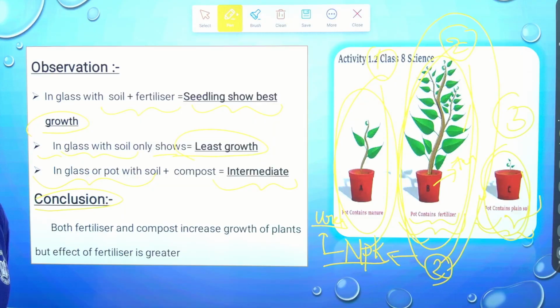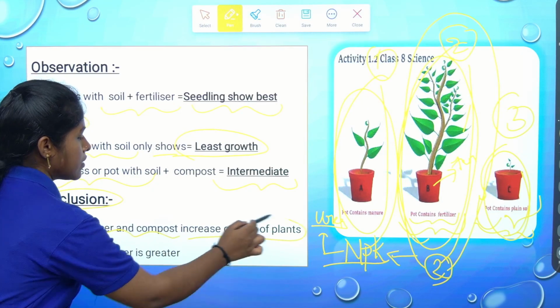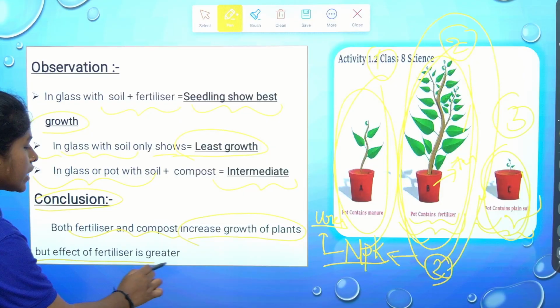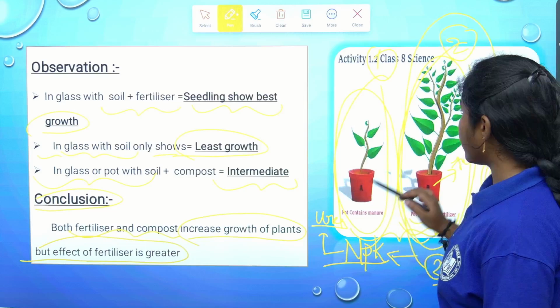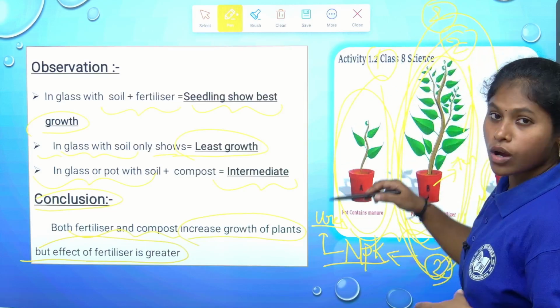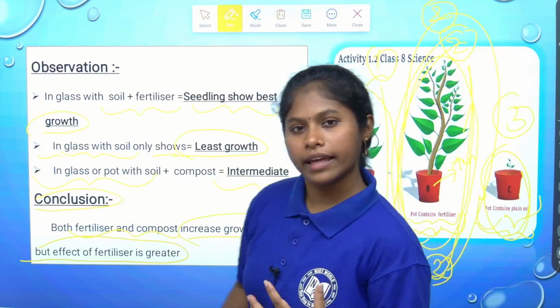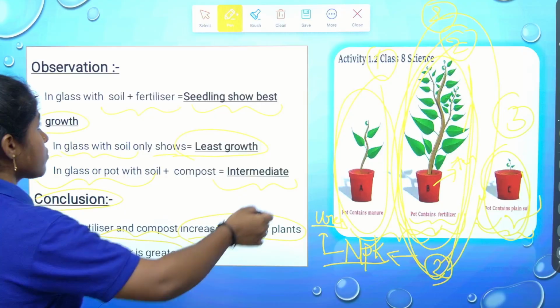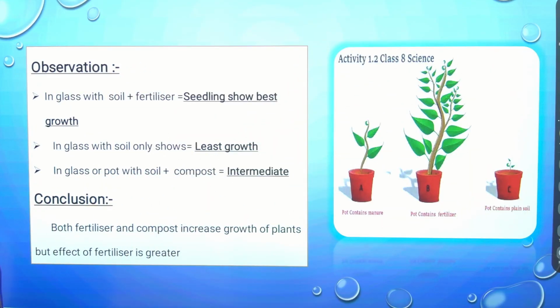So for the conclusion, what we see is that both fertilizer and compost increase the growth of the plants. But the fertilizer is more effective. Besides these two, the fertilizer which is used for the second pot shows the more growth. Right children? It is the more efficient. This is what we observed in this activity. Therefore, what we say is that fertilizers with soil and seedlings give more growth. Right children? This is the experiment on the replenishment of nutrients.